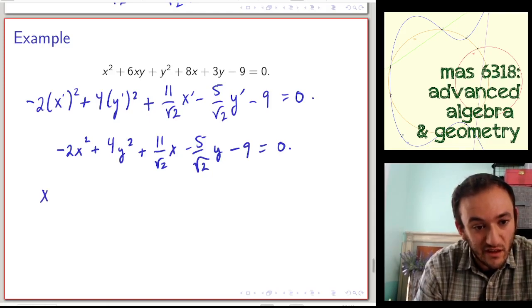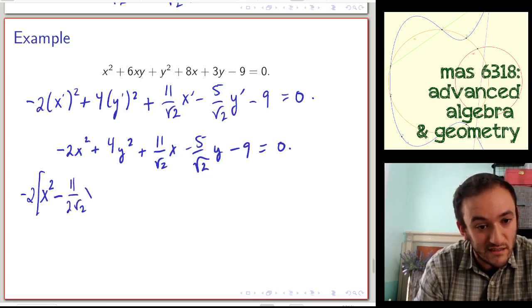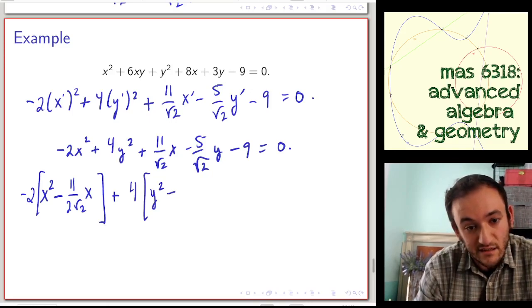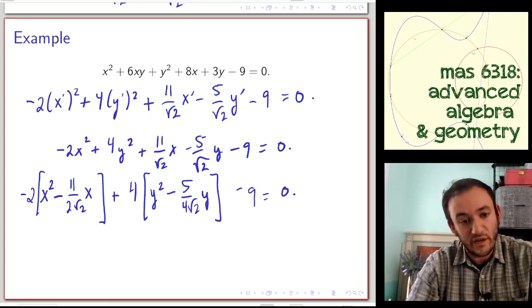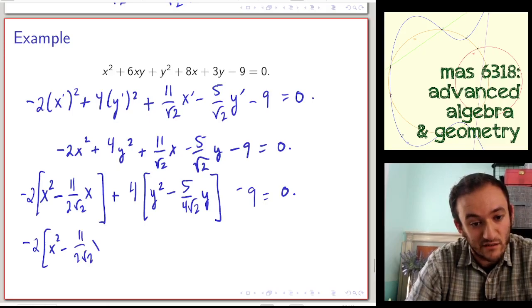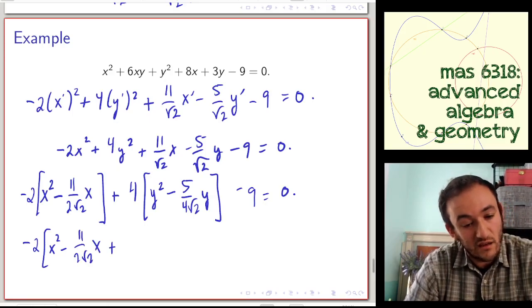So we have minus 2 times x squared minus 11 over 2 root 2 x plus 4 times y squared minus 5 over 4 root 2 y minus 9 equals 0. Okay, great. So this is minus 2 x squared minus 11 over 2 root 2 x. Okay, now we're completing the square, so we're going to get 11 over 4 root 2 squared.